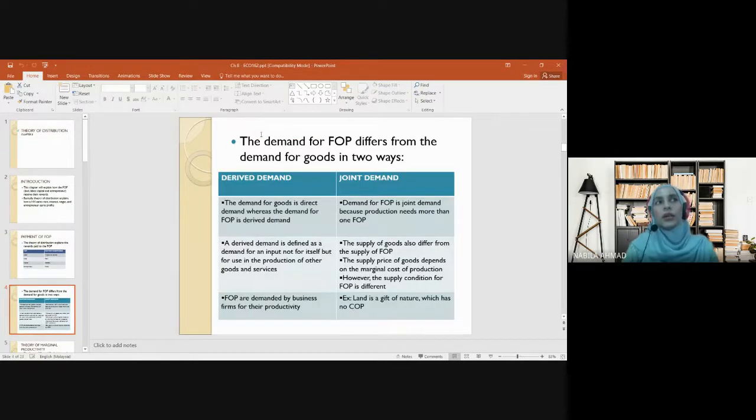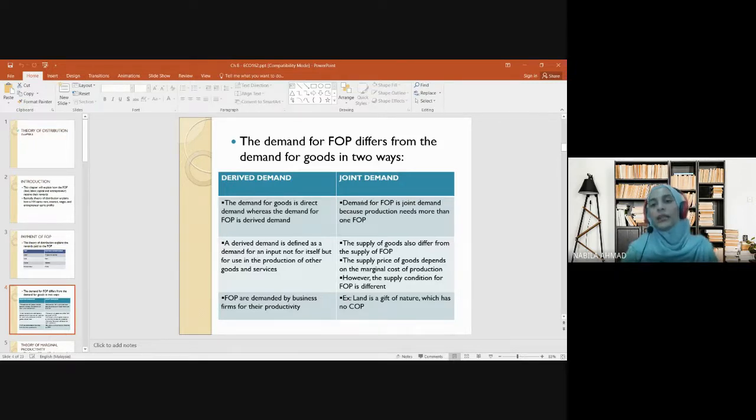Okay, so now kita nak lihat the demand for factors of production. So the demand for factors of production dengan demand of goods and services dia berbeza. So kalau demand untuk factors of production kita panggil sebagai derived demand and joint demand. Okay, sebab apa? Derived demand is defined as a demand for input not for itself but for use in the production of other goods and services. Kalau kita beli barang dan perkhidmatan, itu adalah direct demand. Kita beli, consume untuk kita guna. Tetapi kalau kita demand factors of production, kita beli, kita gunakan factors of production untuk menghasilkan barang dan perkhidmatan. Itu dipanggil sebagai derived demand.